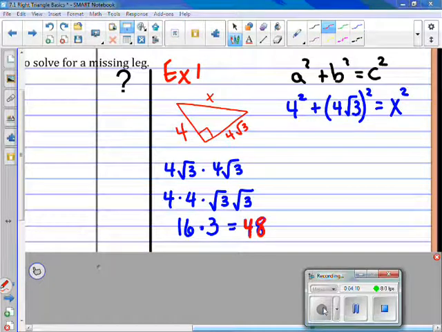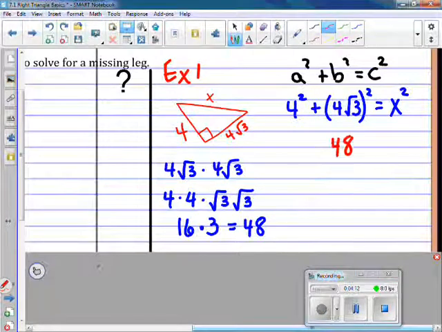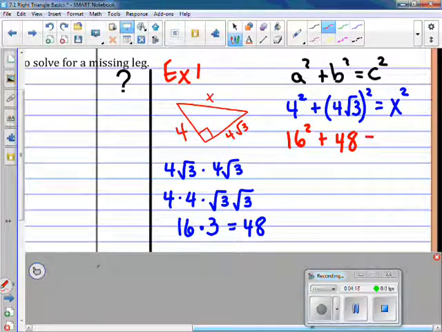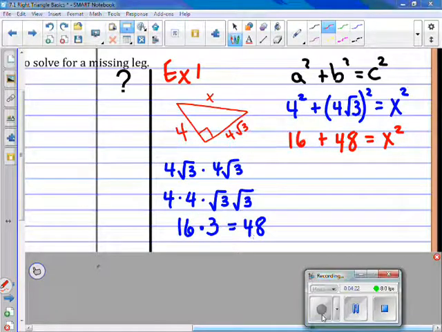So now we know that 4 square roots of 3, squared, is 48. This is 16, and that's equal to x squared. Now I removed that square of 16 there by mistake. So I'm just simplifying.